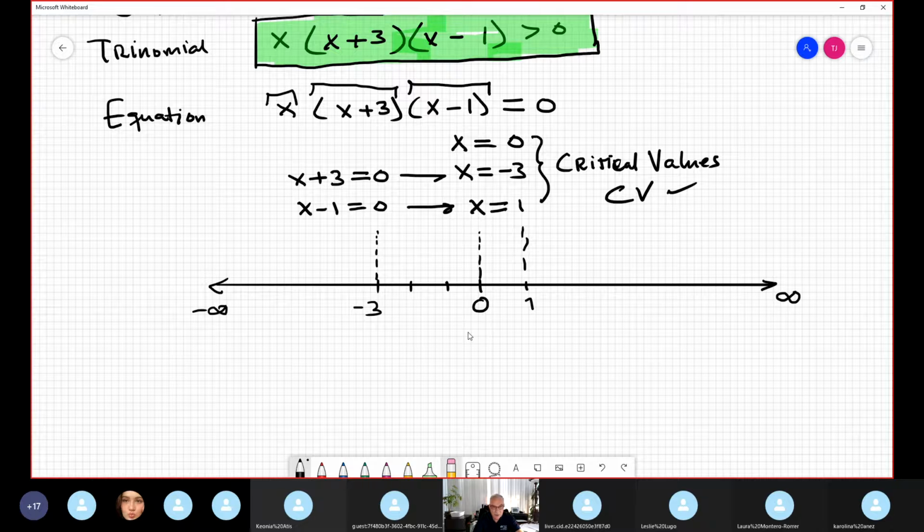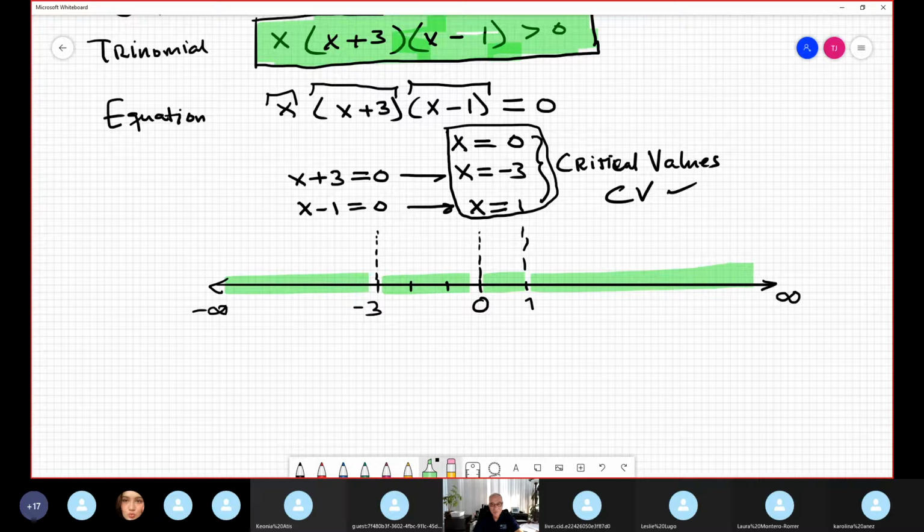And in that moment, you have 3 critical values, and when you split the number line using the critical values, you have 4 intervals. 4 intervals. What interval? This interval, this interval, this interval, and this interval. Okay? And the solution is, I don't know, at least 1 interval. Sometimes 2 intervals. But I have no idea.